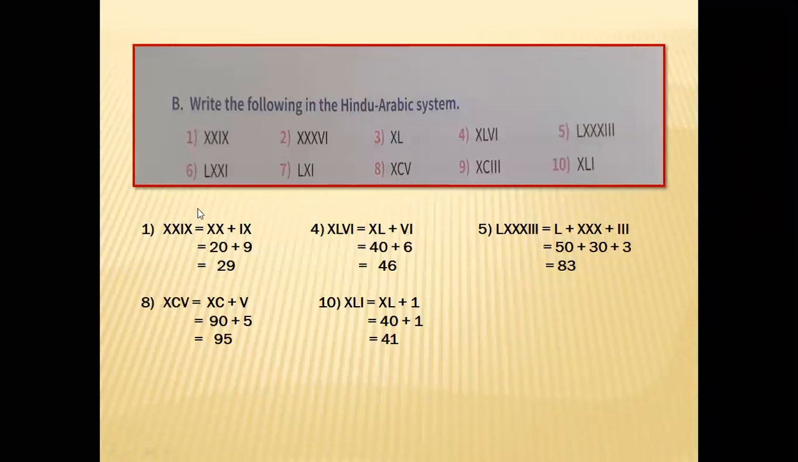First you have to split the Roman numerals and then write in the Hindu-Arabic system. Okay, second one also you have to write. See here, 3 times X is there, means 30. And then 5I is there, equals 6. 30 plus 6 equals 36. Right?